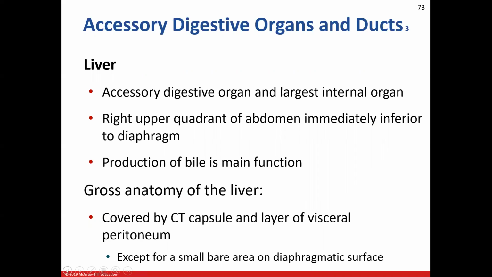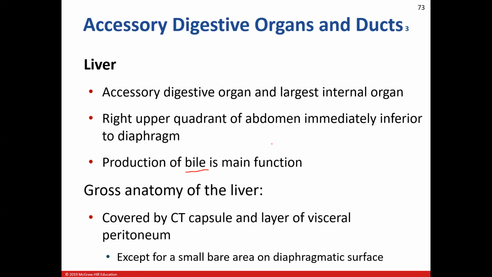Its main function in the digestive system is going to be the production of bile. So when you think of bile, think of fats. Bile helps to break down fats, helps to what we call emulsify these fats so they're easier to digest. Remember that your liver is located on the right side of your body in the right upper quadrant, just below the rib cage.